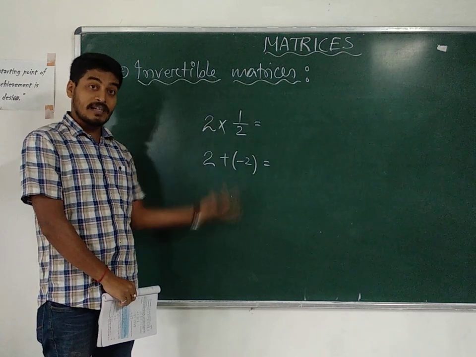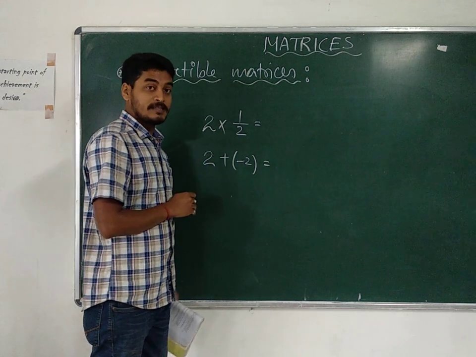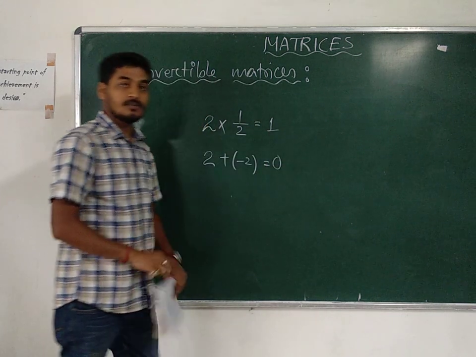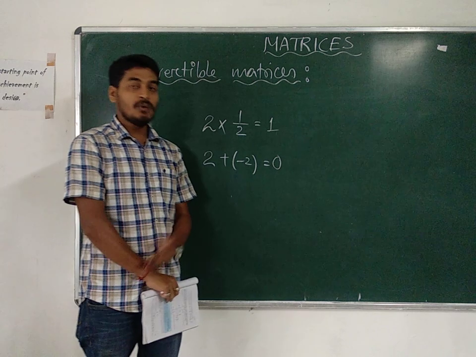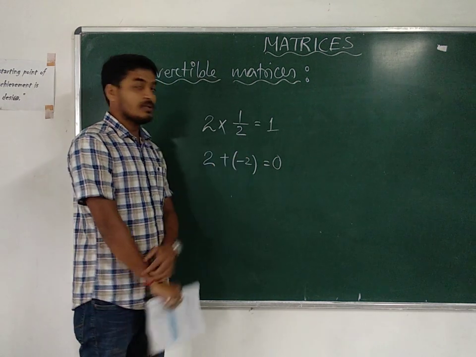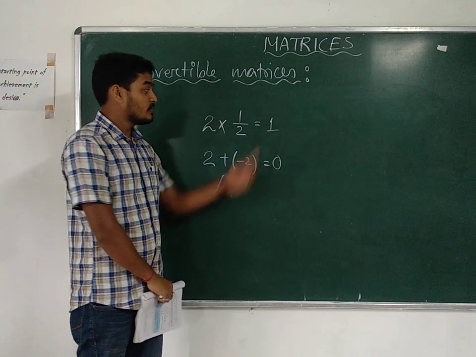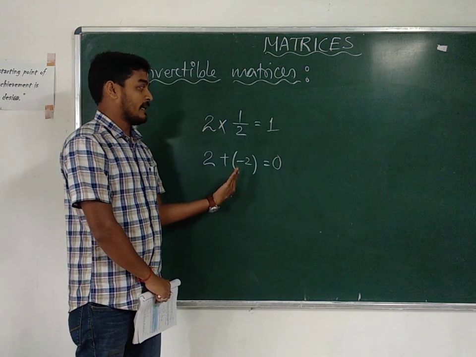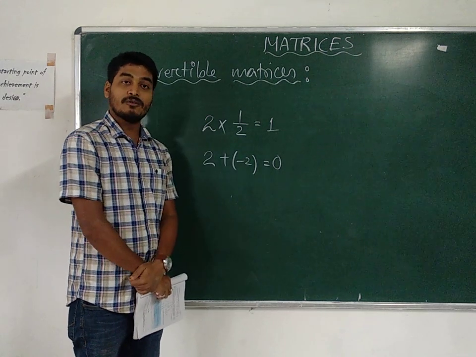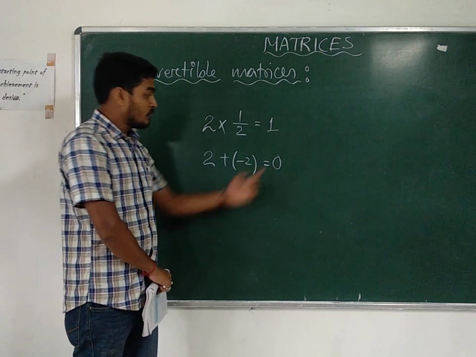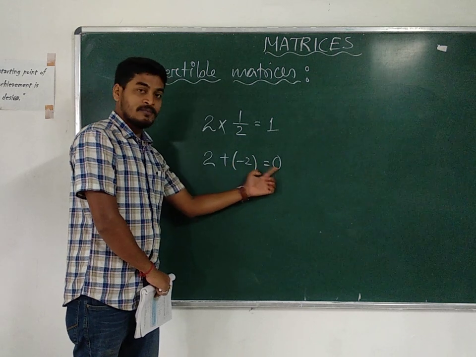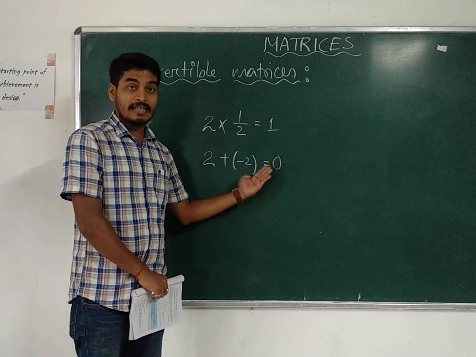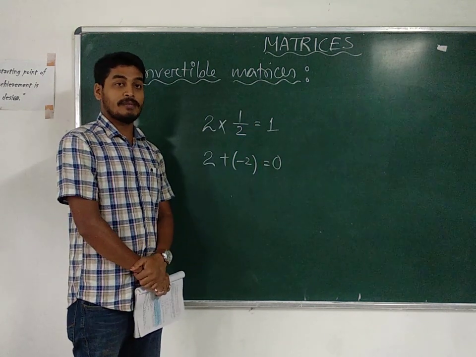What is the similarity among them? What is the property satisfied by them to have the inverse? What will be the answer? I think you have the idea that 1 is known as the multiplicative identity. 1 is the identity element for the multiplication operation. That means if we multiply 1 with any real number, that element will remain the same. 0 is the identity element for the addition operation. That's why 0 is known as the additive identity. That means if we add 0 with any number, that element will remain the same.